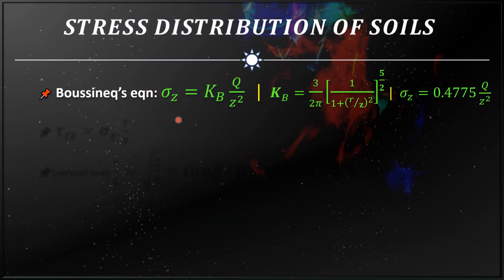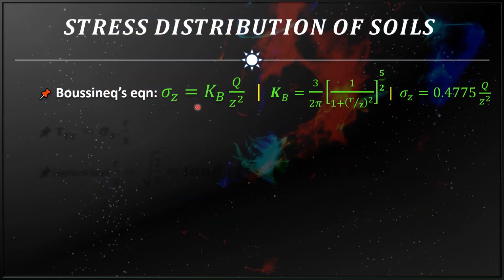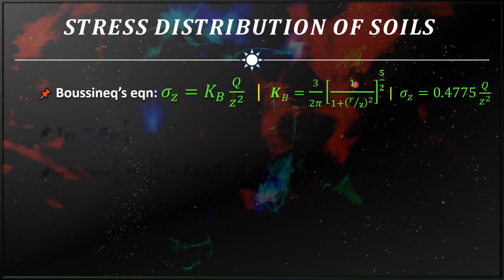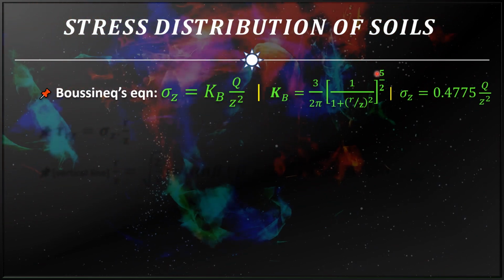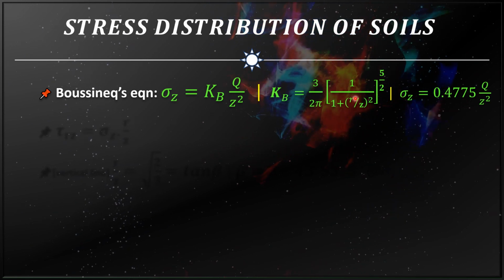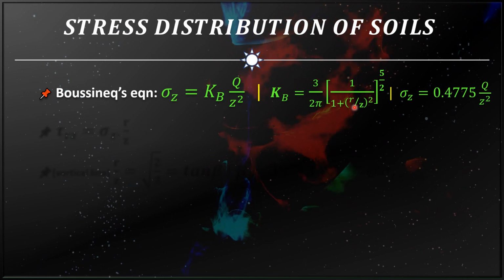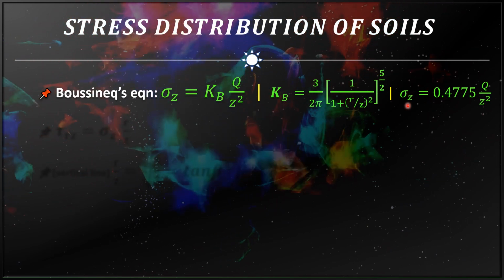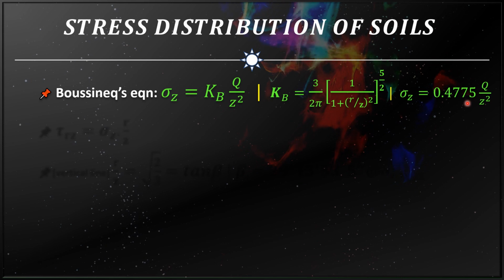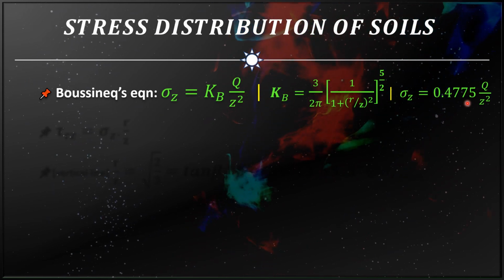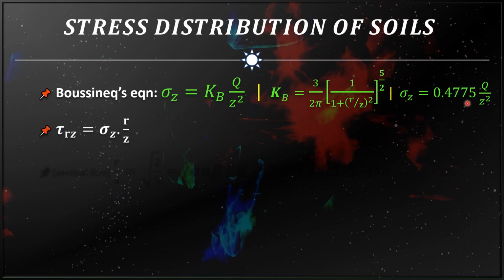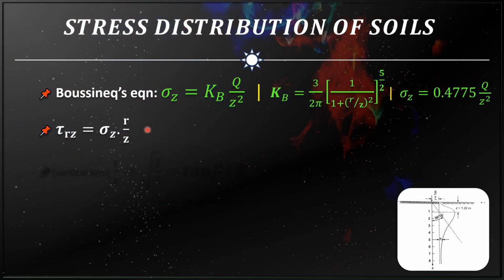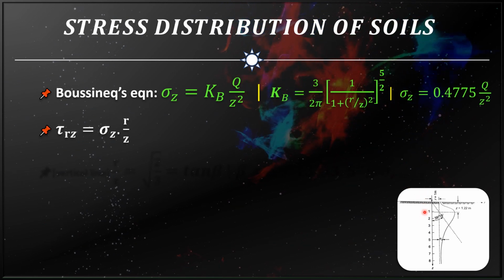So first, Boussinesq equation. So sigma z is equal to Kb q by z square. So what is Kb? Kb is the Boussinesq coefficient, and Kb is given by 3 by 2 pi into 1 by [1 plus (r by z) the whole square] to the power 5 by 2. And at r is equal to 0, that is nothing but the maximum stress, that is directly at the point load. So at that point r is equal to 0, and that shall be given as sigma z equal to 0.4775 q by z square, and this is the maximum vertical stress. And this is the shear stress due to that sigma z, and shear stress is given by sigma z into r by z. So here you can see this is due to vertical plane.